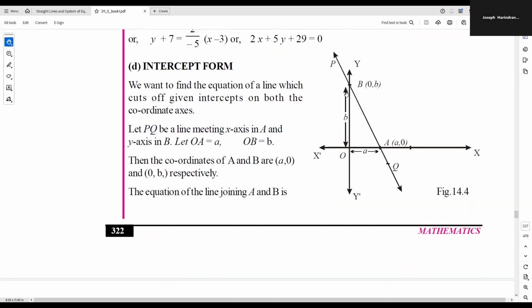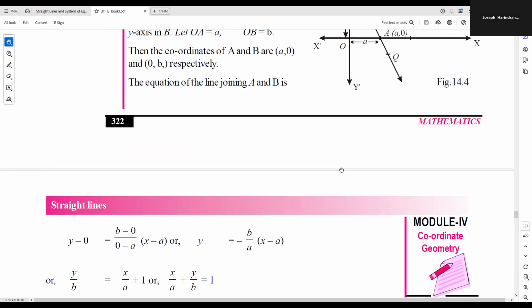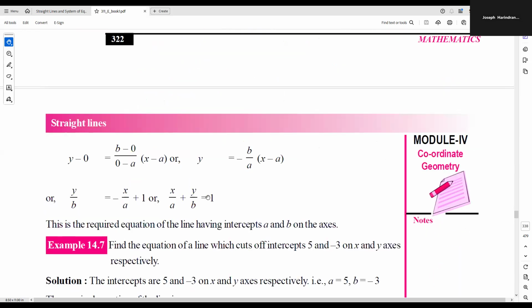This line intersects both the x and y axis, a along the x-axis and b along the y-axis. Then the form of the equation is x by a plus y by b equal to 1. That's all. Very simple, very easy to remember. We can remember this way: x by the x-intercept plus y by the y-intercept is equal to 1.